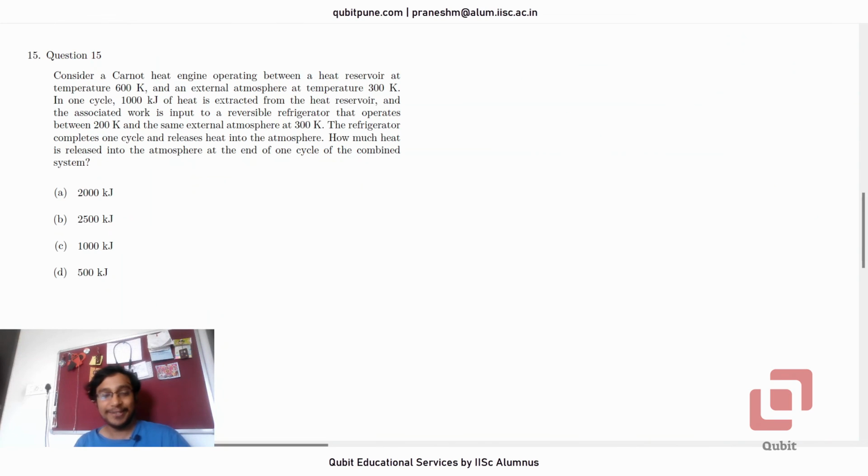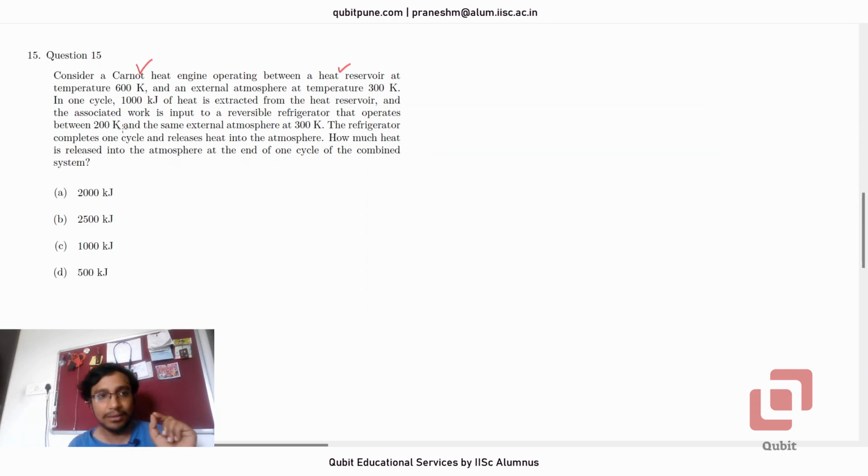Last problem, that is 15th from the IISER Aptitude Test 2023 Physics on thermodynamics. Consider a Carnot heat engine operating between a heat reservoir at 600 Kelvin and an external atmosphere at 300 Kelvin.